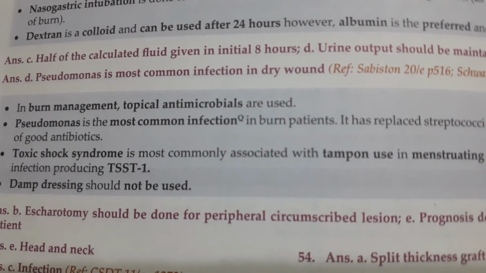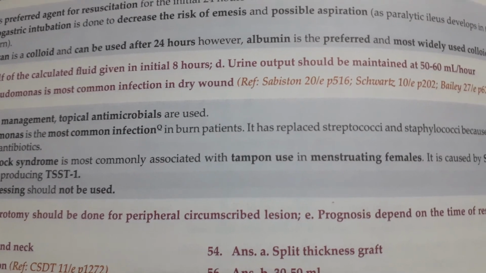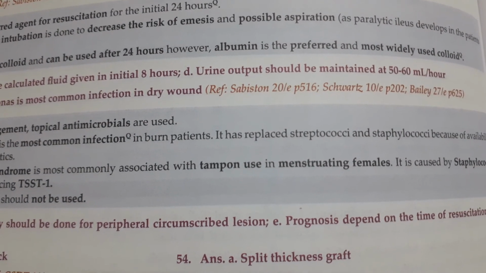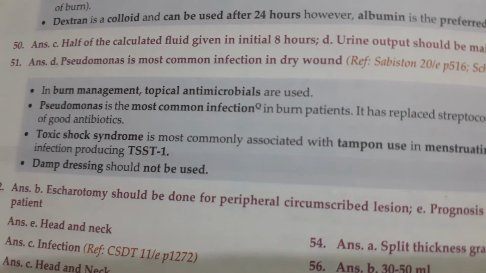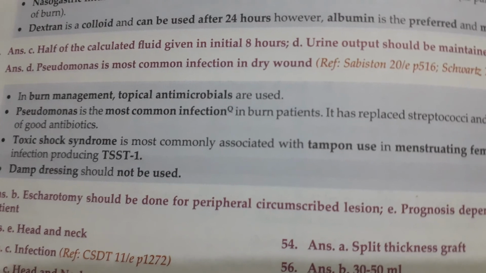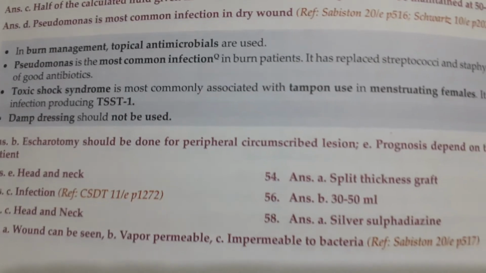Toxic shock syndrome is most commonly associated with tampon use in menstruating females. It is caused by staphylococcus infection producing TSST-1. Damp dressings should not be used.